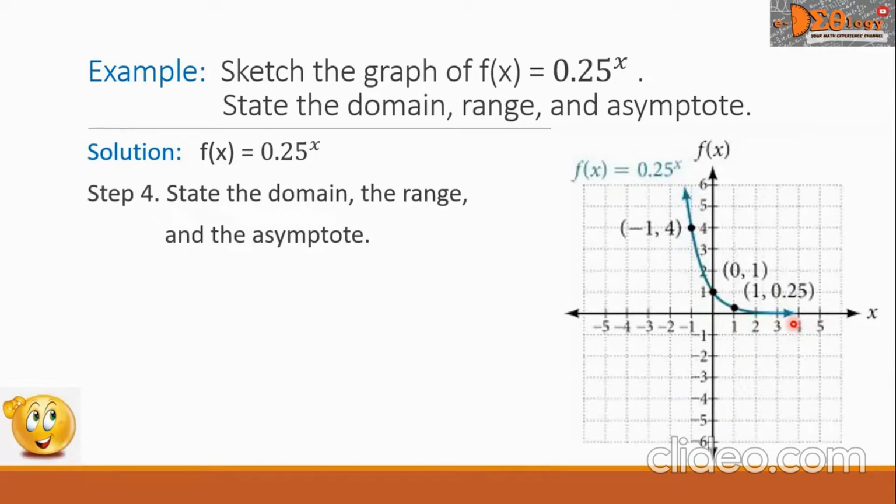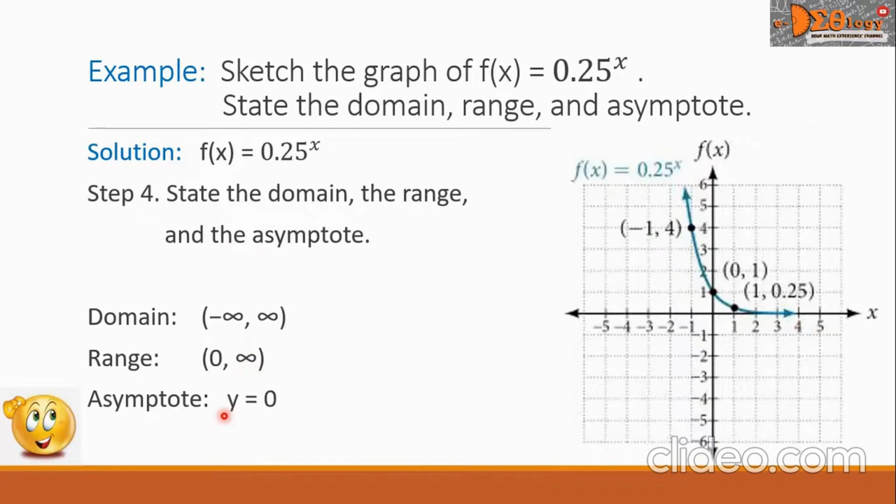Step 4. Let us state the domain, the range, and the asymptote. The domain is from negative infinity to positive infinity. The range from 0 to positive infinity. And asymptote is that horizontal line y equals 0. This is now the final answer.